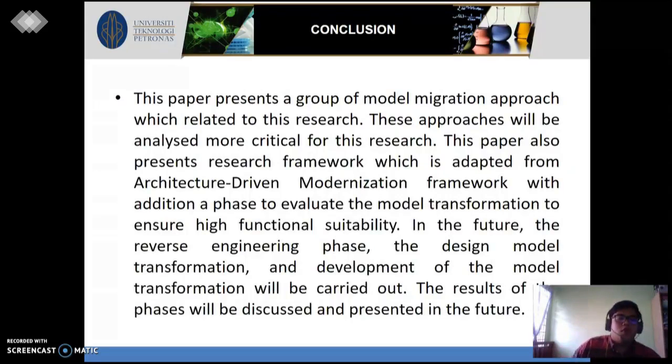This is the conclusion. This paper represents a group of model migration approaches which are related to the research. These approaches will be analyzed more critically for this research. This paper also presents a research framework which is adapted from the ADM framework with the addition of a phase to evaluate the model transformation to ensure high functional stability. In the future, the reverse engineering phase, the design of the model transformation, and the development of the model transformation will be carried out. The result of the phases will be discussed and presented in the future.